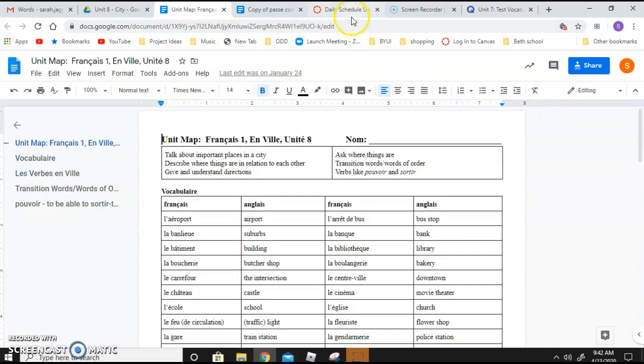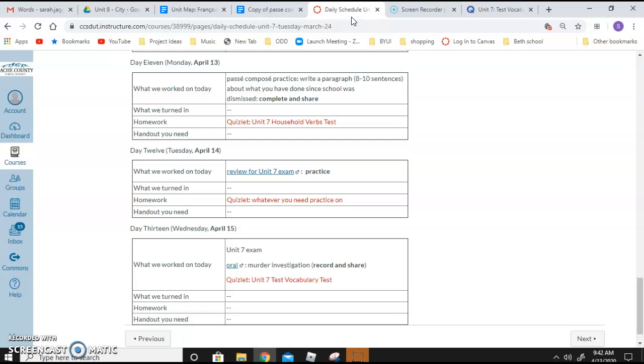So again, just a reminder, the big thing this week is tests starting on Wednesday, and you've got Wednesday, Thursday, Friday to do that, and then we'll be moving on to the new units.